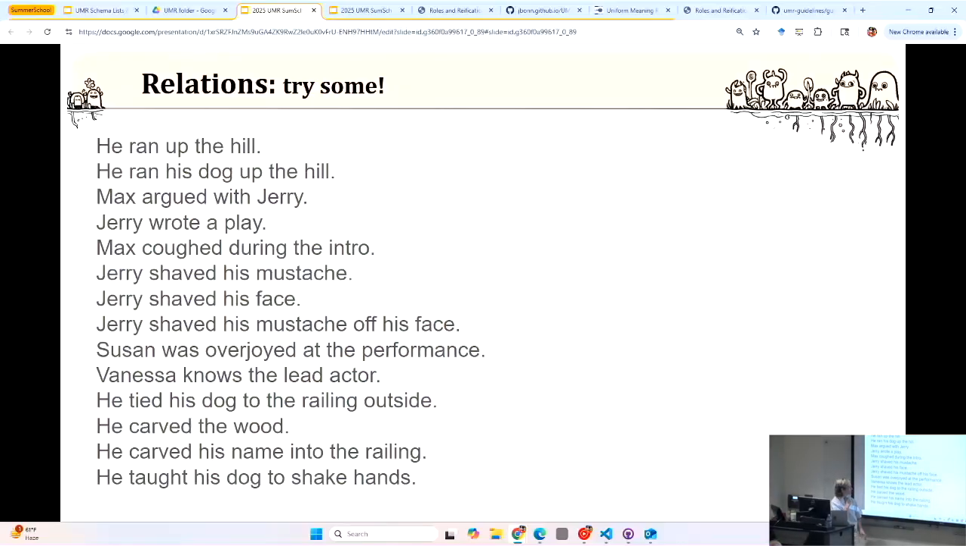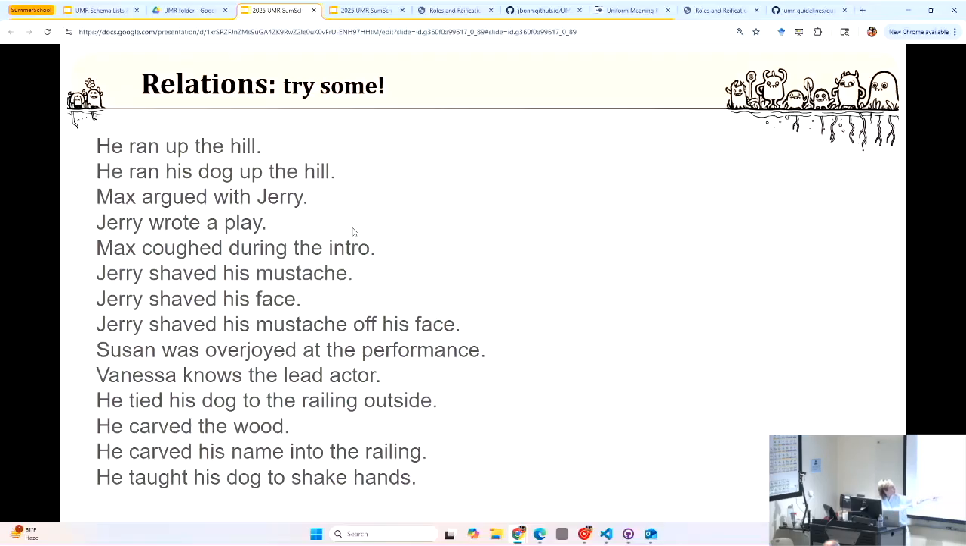So theme and goal. He carved the wood. It would be a material. He carved his name into the railing. Probably going to be a theme and a goal. And he taught his dog to shake hands. Now there was some argument for a little while about whether we needed a different role for complement clauses, but we just decided it was ridiculous and that they're going to be theme. So theme it is. Sorry, once again, please, about he carved the wood.